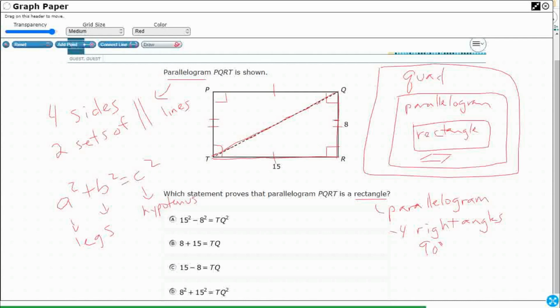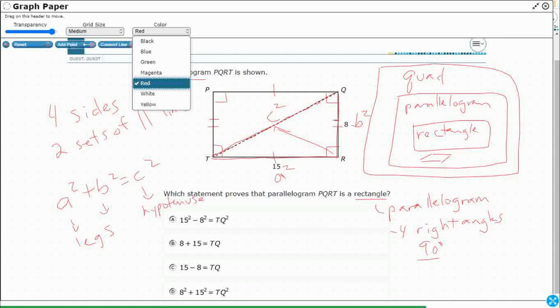All right, so here's my hypotenuse right here, so that's my c. So let's make that the a and that the b. If I can show you that a squared plus b squared equals c squared, I can prove that it's a right triangle. And if I can prove that it's a right triangle, then I can show you that it's a 90-degree angle. That will prove that it's a rectangle. All right, so let's just look at how they set some of these up.